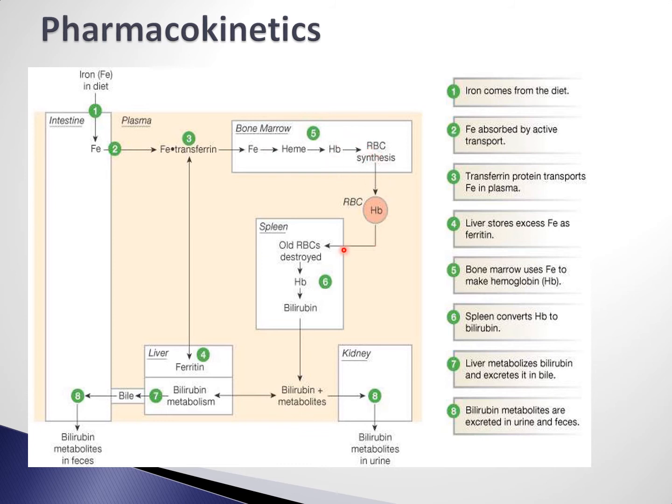Okay, then in the spleen, old RBCs get destroyed, there's breakdown of hemoglobin, there's release of bilirubin, and this is lost into the bile and through the kidney into urine. Okay, so this is the fate of iron. Just shortly you should know what all things happen when there is intake of iron from the diet.